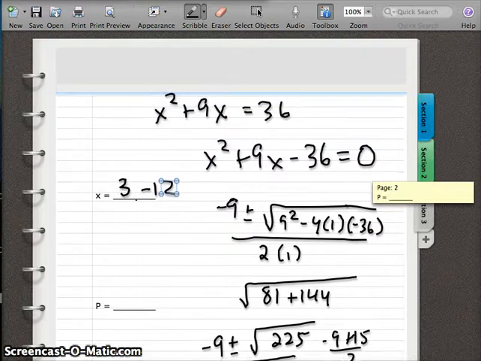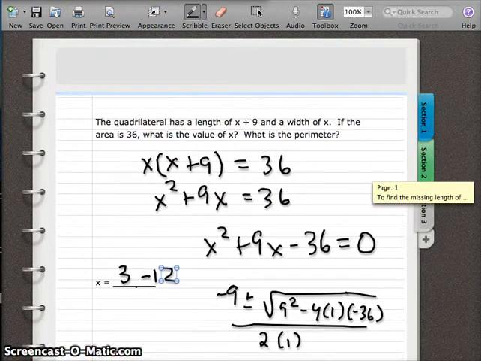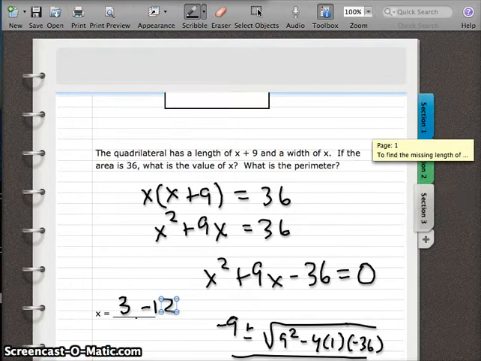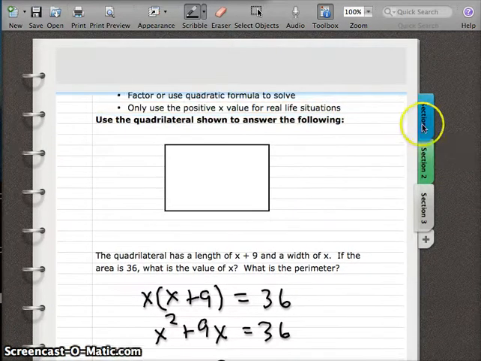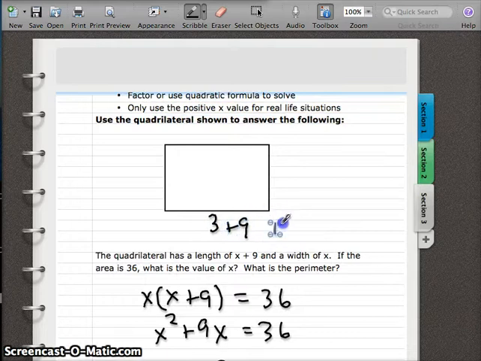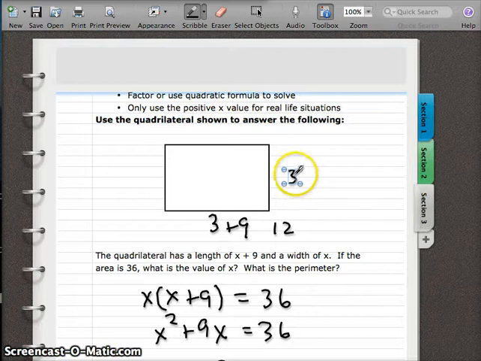So anytime we're doing an area problem and we actually get two answers for x, we need to think about what's realistic. Well, really, x equals 3 is the most realistic. So 3 for x plus 9, that's 12, and 3 for x. If we add it all up, 24 plus 6 is 30.